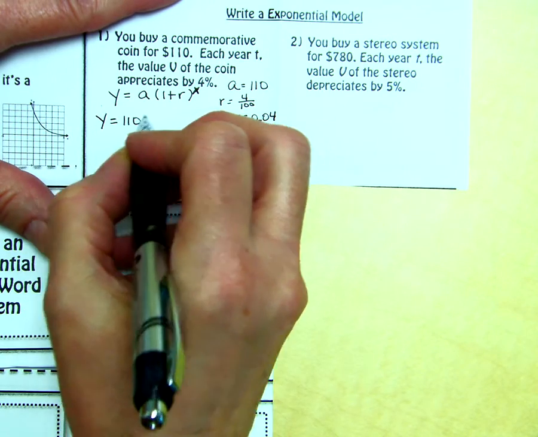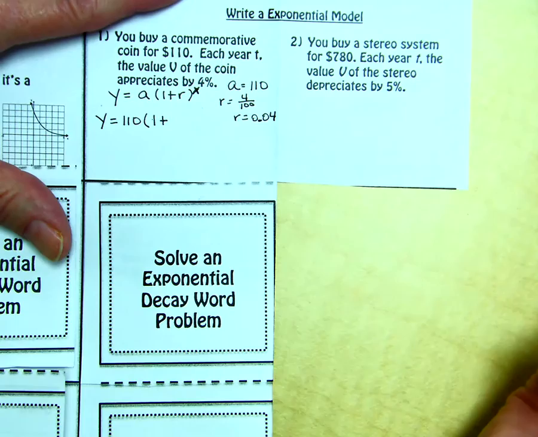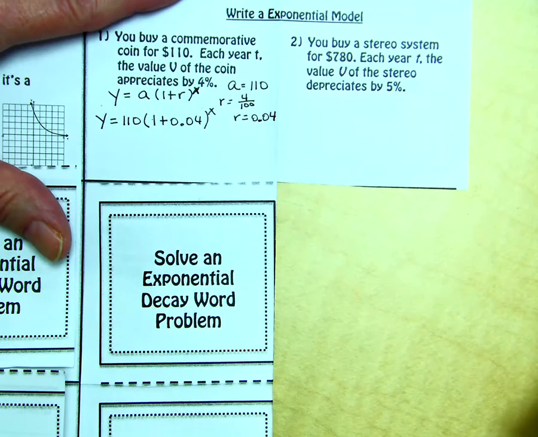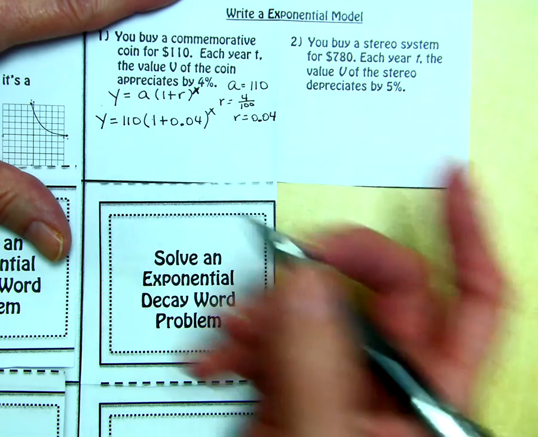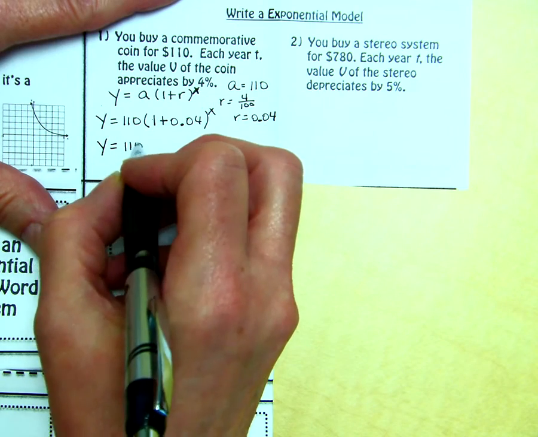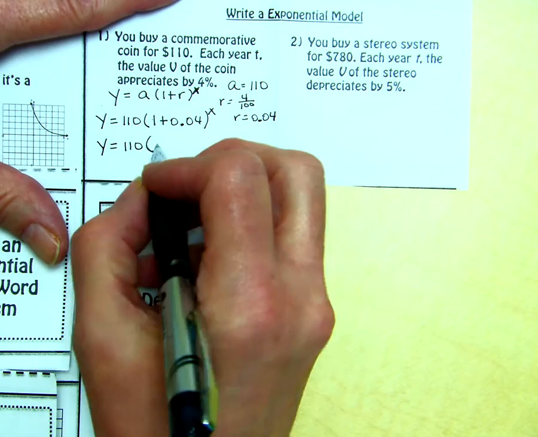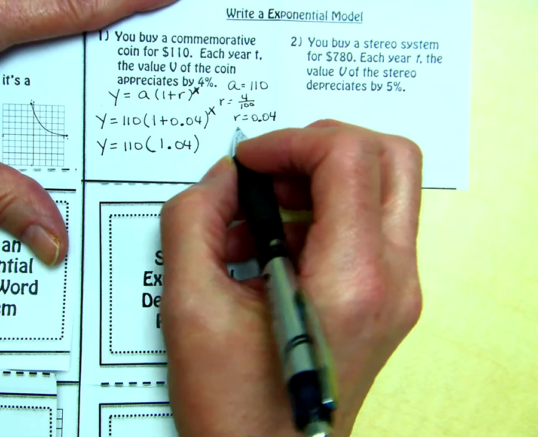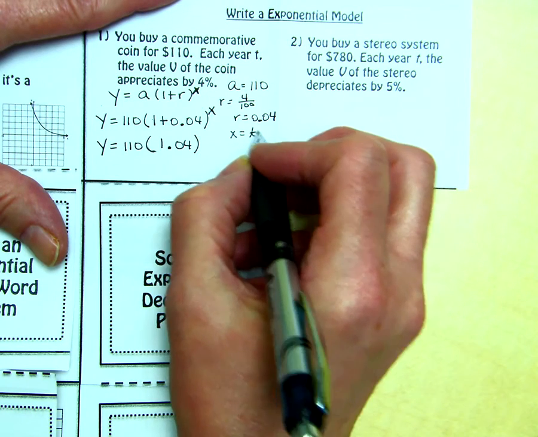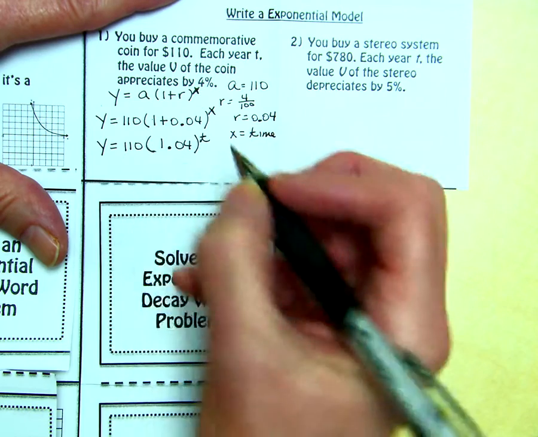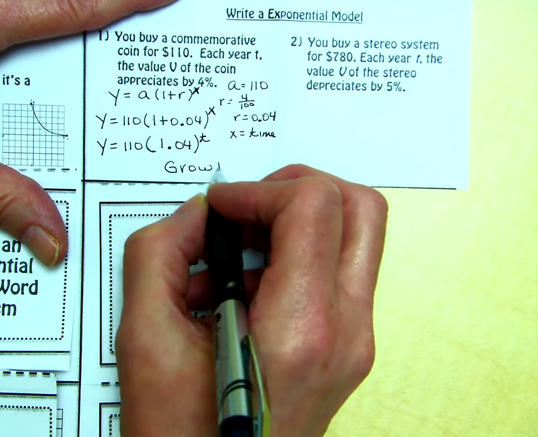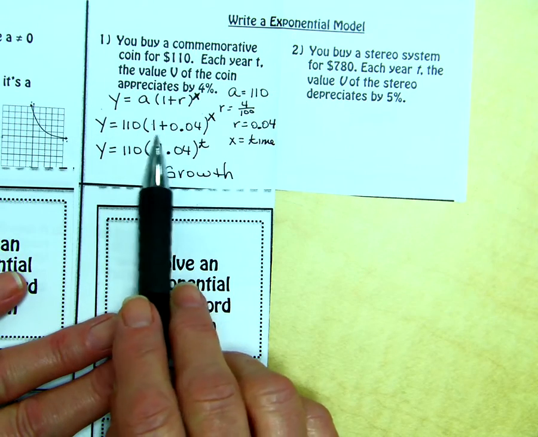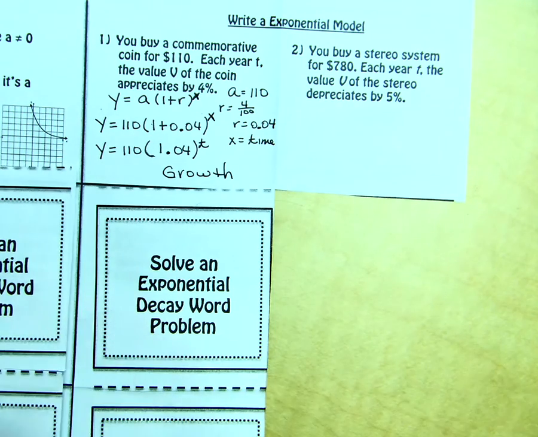So now all we have to do is substitute these values into our formula. A is 110. R is 0.04, and we don't know what x is at the moment. We can simplify 1 plus 0.04 to be 1.04, and instead of using an x, since this is dealing with time, x is going to equal t, which is our time, so we're just going to use a t for it. And this is an example of growth. So when you take the EOC test, if you see this situation where it's adding, you know that you've got growth.